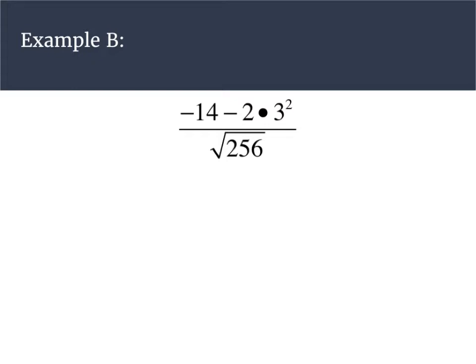And my exponent is 3 squared. That's the one I'm going to be working with. So underline your 3 squared, and 3 squared, 3 times 3, is 9. So I'm going to copy everything else down. So I've got my negative 14, my minus 2 times 9, all over the square root of 256.